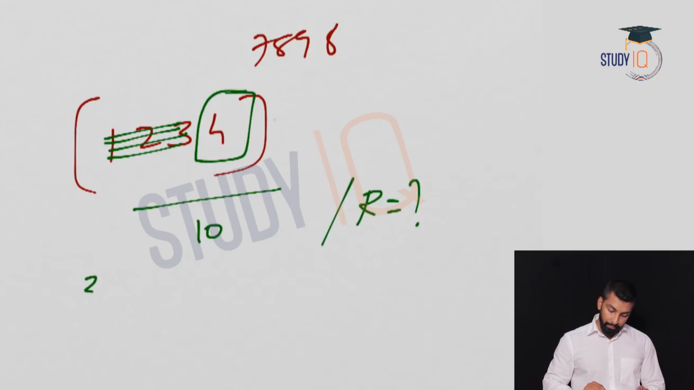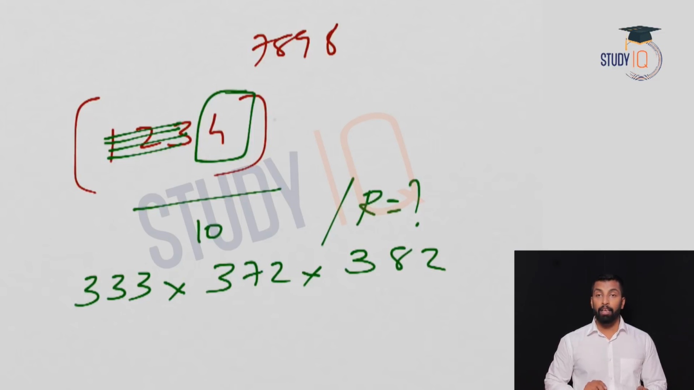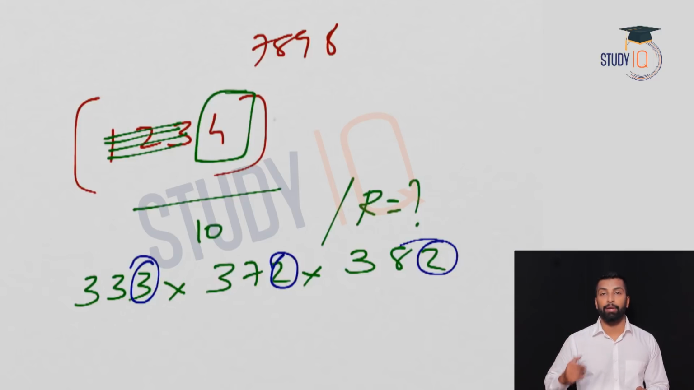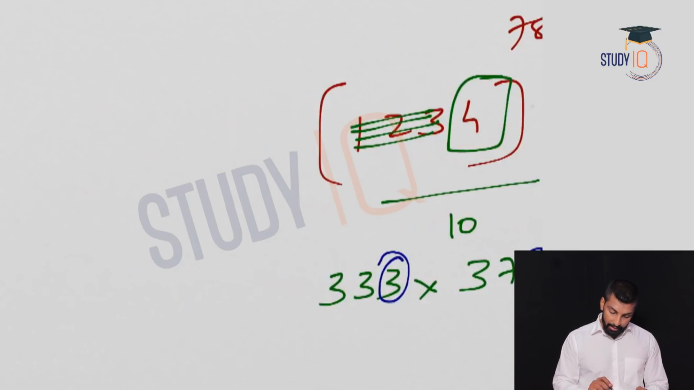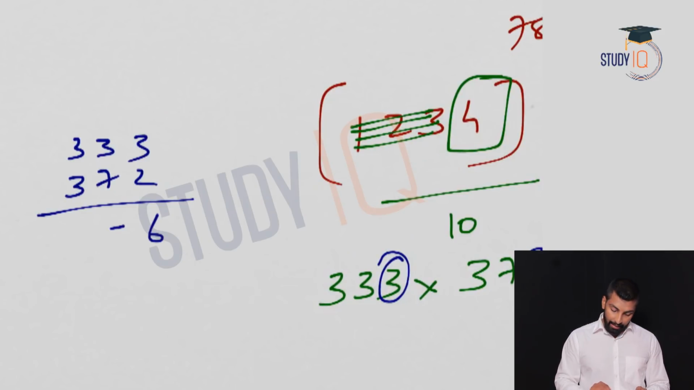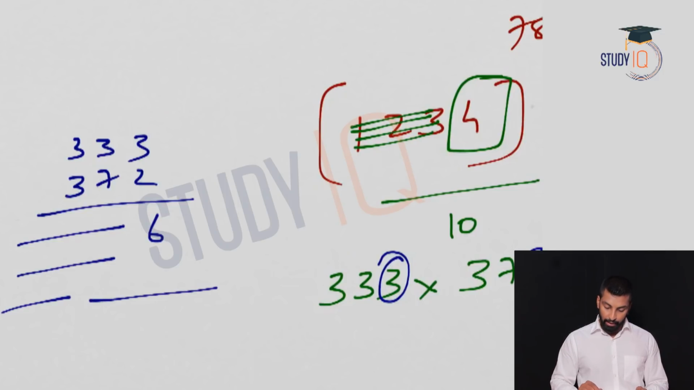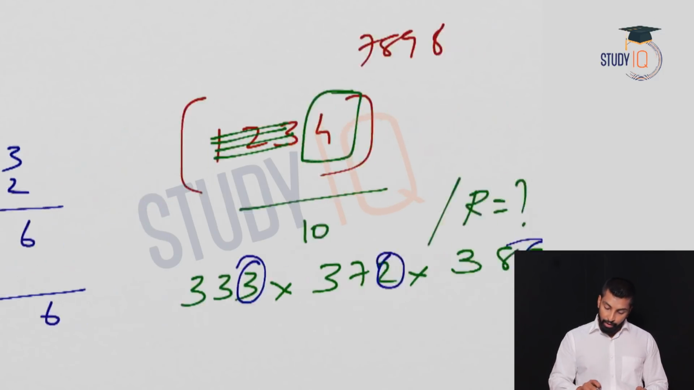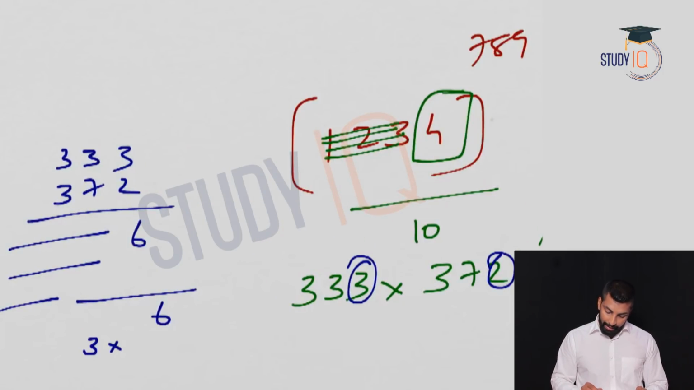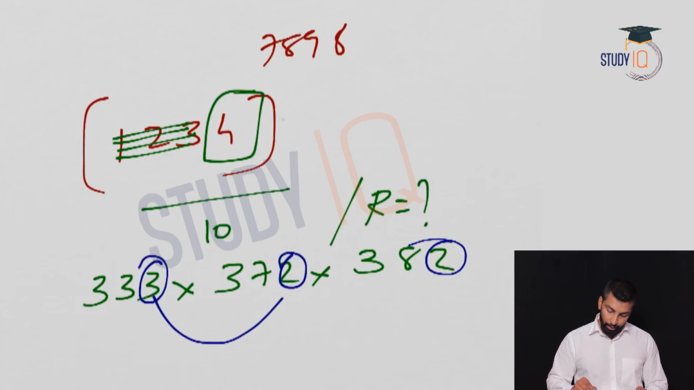If you are doing 333 into 372 into 382 and I ask you the last digit, it depends on the last digits only. You can just multiply the last digits and get the answer. You don't want to multiply the entire number. What is the logic? 333 into 372, if you multiply, the last digit is 6, and something will be in the other places. Then when you multiply with 382, you multiply 6 into 2, that's what you are actually doing, 3 into 2 into 2.